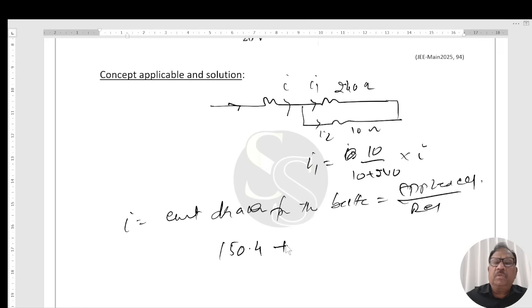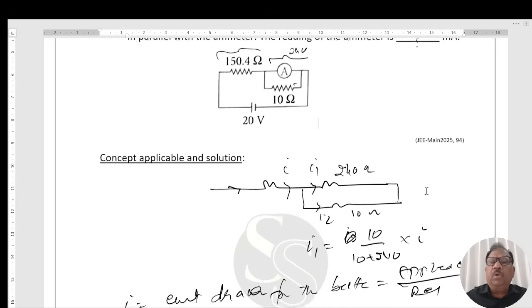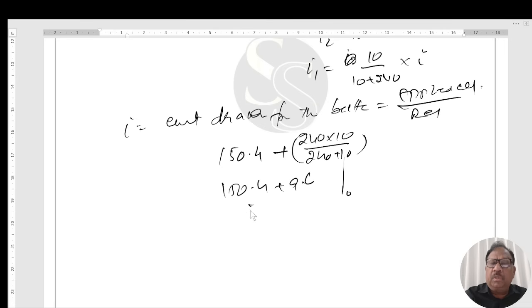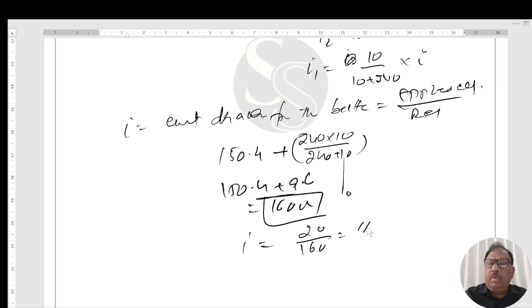Plus the parallel product of these two, 240 into 10 upon 240 plus 10. On simplification, 150.4 plus 9.6, this comes out to be 160 ohm. So current drawn from the cell will be 20 upon 160, that is 1 by 8 ampere. Or you can say 1000 divided by 8, that is 125 milliampere.